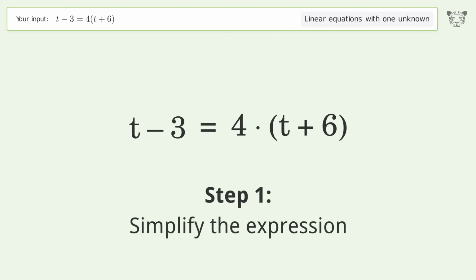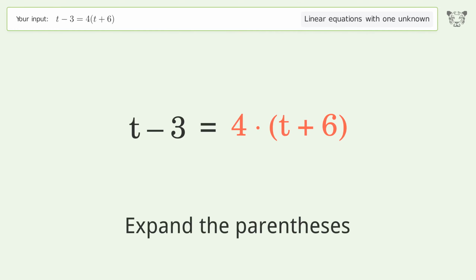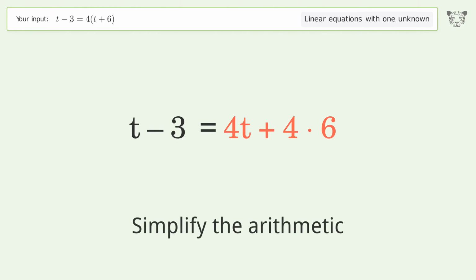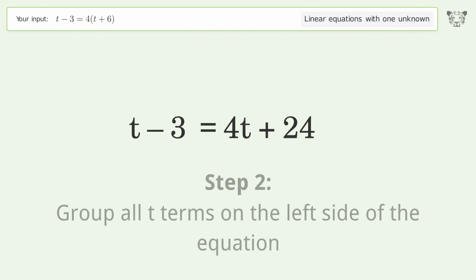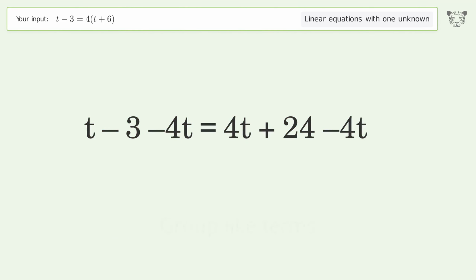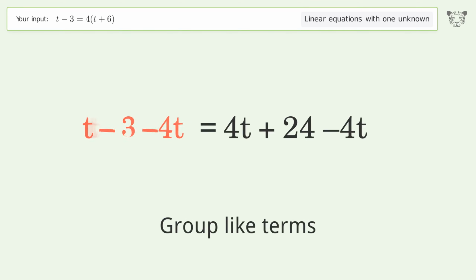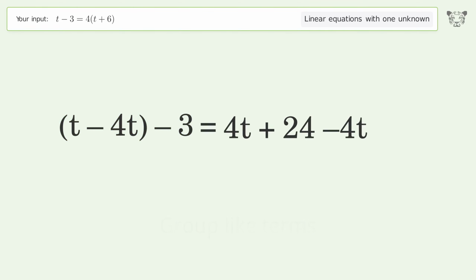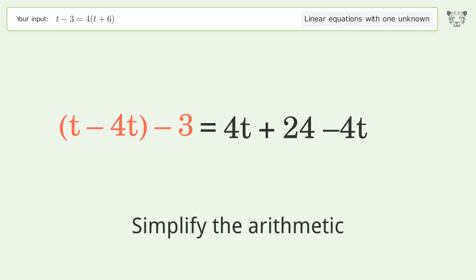Simplify the expression. Expand the parentheses. Simplify the arithmetic. Group all t terms on the left side of the equation. Subtract 4t from both sides. Group like terms. Simplify the arithmetic.